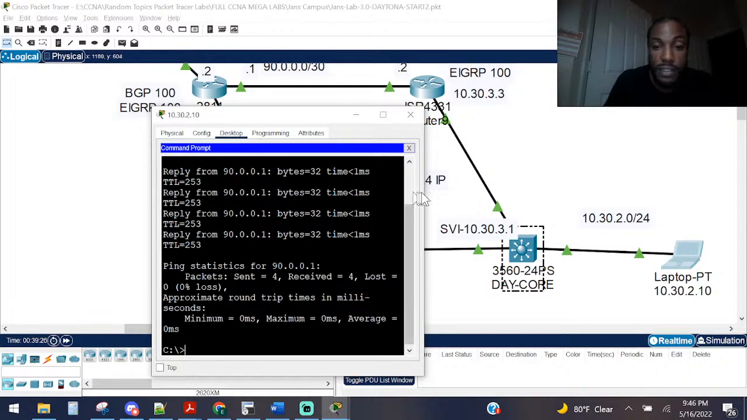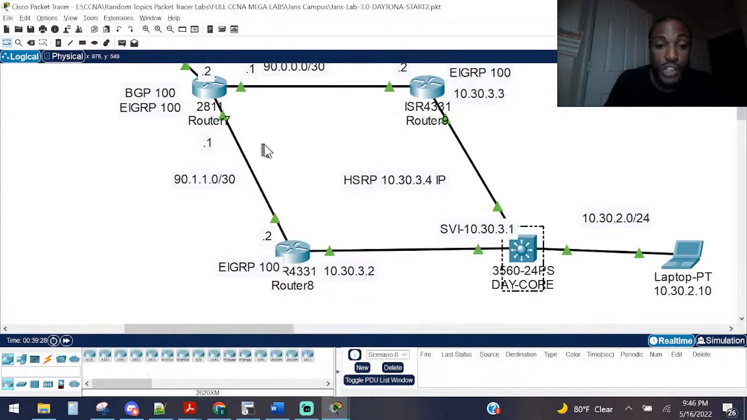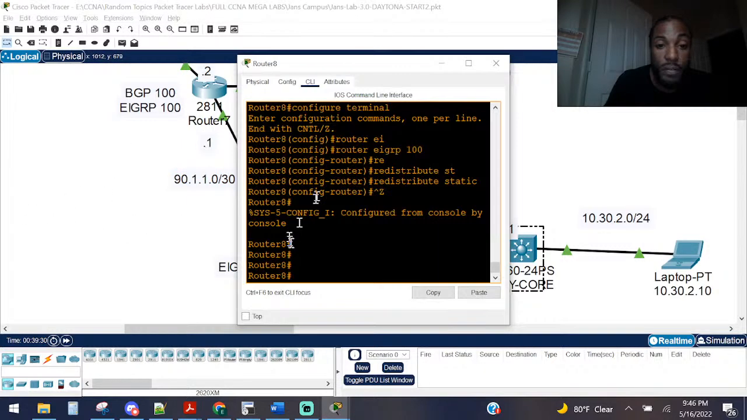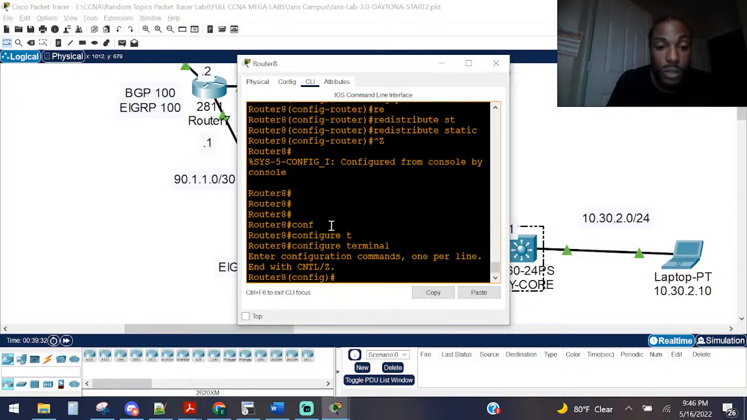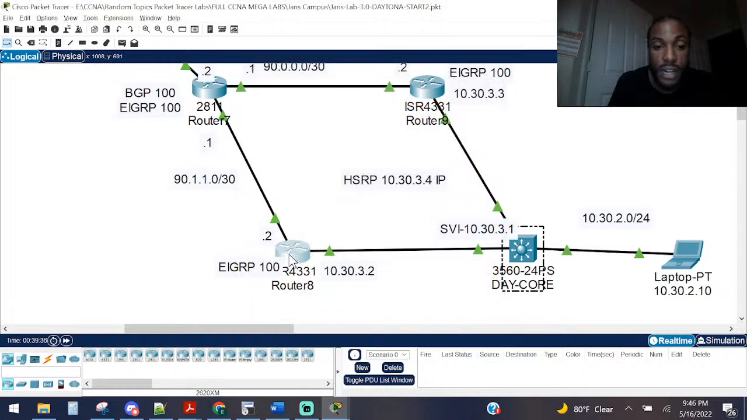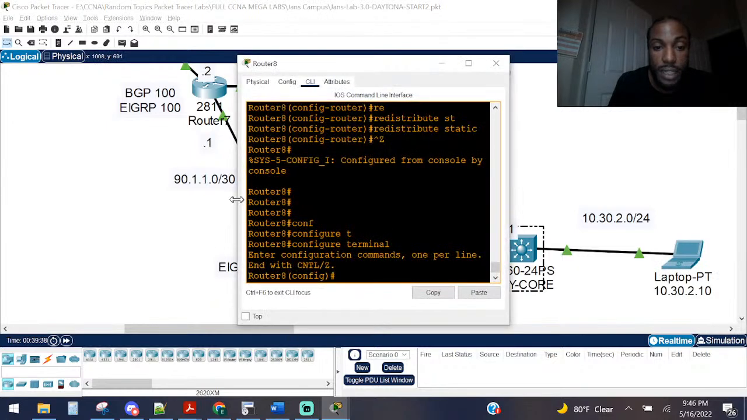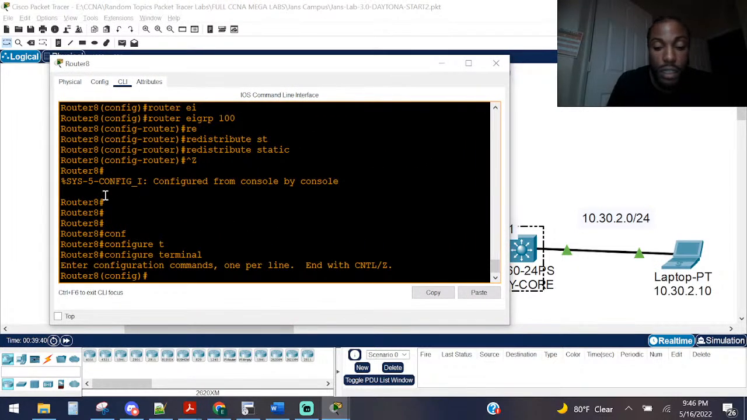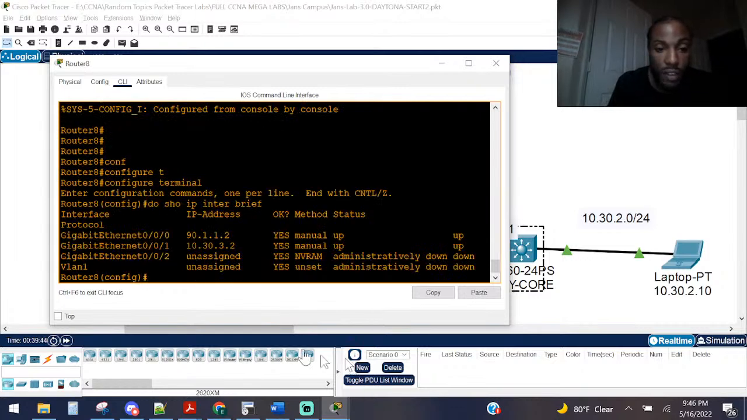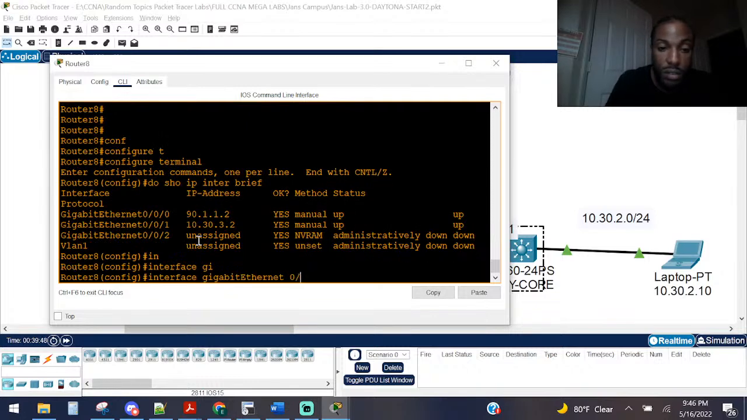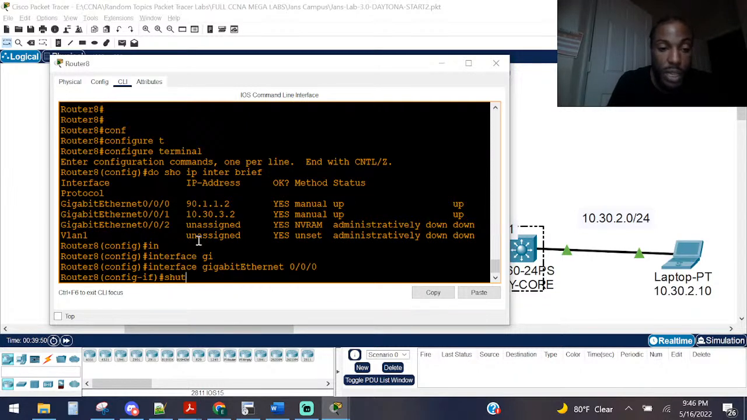That's a good sign, right? So we are able to ping it. So now we shut this interface down. Can we ping it? Go to global config mode. Actually, let's shut it down over here. What is .2? That .2 interface. Let's do a show IP interface brief. That interface is the gig 0/0/0 interface. So interface gig 0/0/0. We'll shut that bad boy down.